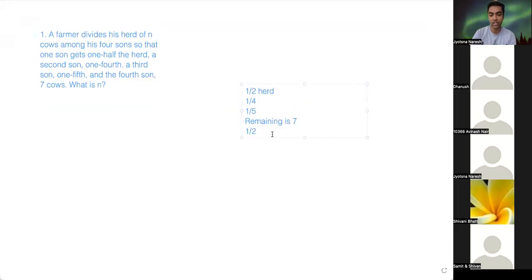Good. Yep, that's correct. So yeah, that works. Another way you can also think about it is: the first son gets 1/2, the second son gets 1/4, and the third gets 1/5. So if you add these up, you see it's 10/20 plus 5/20 plus 4/20. So this adds up to 19/20. And so the remaining is only 1/20 of all the cows, and this is equal to 7 cows. So if 1/20 of the herd is 7 cows, the whole herd would be 7 times 20. So we get the same 140 cows as the total herd.